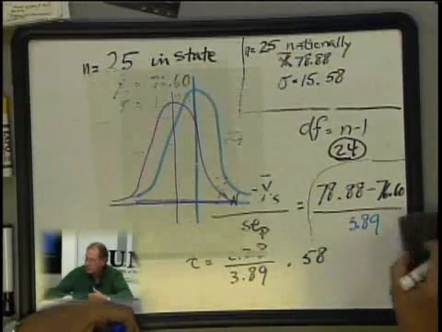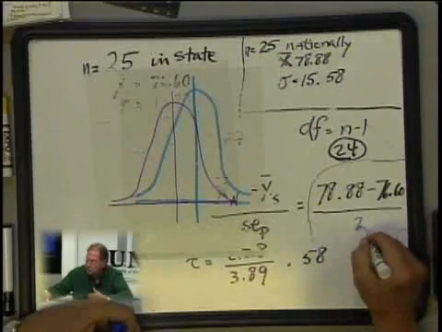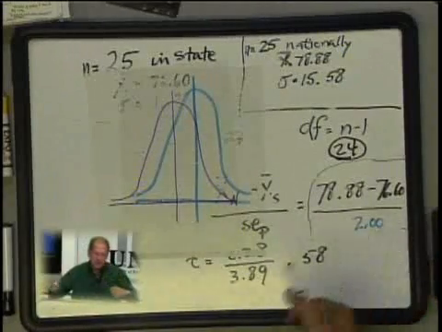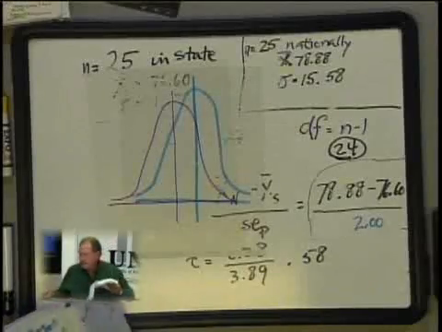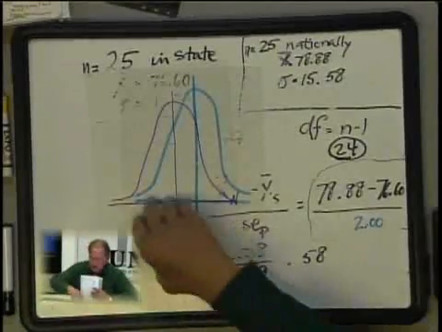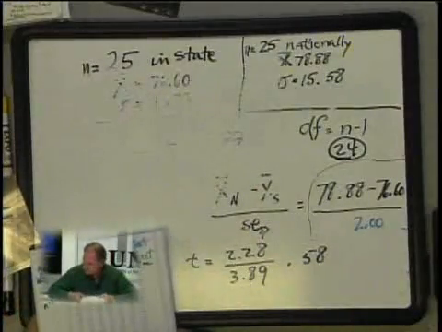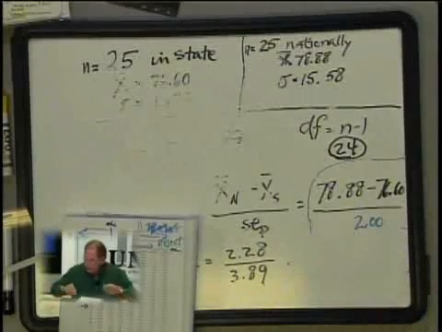And in fact, just for drill, what would it be if this were 2? Could someone do the math? Let's see how much this changes the answer. If my pooled standard error was 2, can somebody quickly calculate what my value for t would be? 1.14.